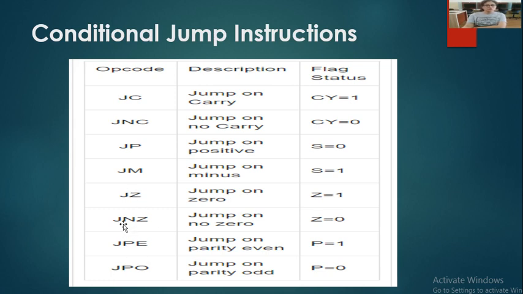The next instruction of this group is JNZ, jump if not 0. Not 0 means there is no 0. If there is no 0, the value of Z is 0. The flag is the Z flag. A value of the Z flag of 1 means the result is 0. The Z flag is used to indicate whether the result is 0 or not. If the result is 0, the value of the Z flag remains 1, otherwise it remains 0.